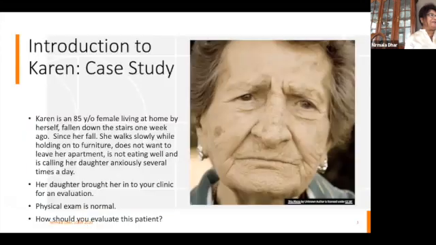Next slide. So I'd like to begin with just a case study. I'd like you to keep Karen in the back of your mind throughout this presentation, because we will come back to Karen at the end. So Karen is an 85-year-old woman who lives alone. And a week ago, she fell down the stairs in her home. Since the fall, she walks very slowly while holding on to furniture constantly, does not want to leave her apartment, is not really eating well and losing weight, and is calling her daughter anxiously every day, several times a day.